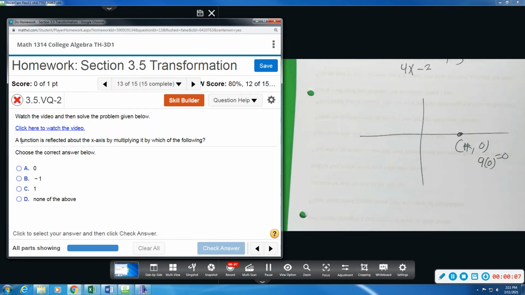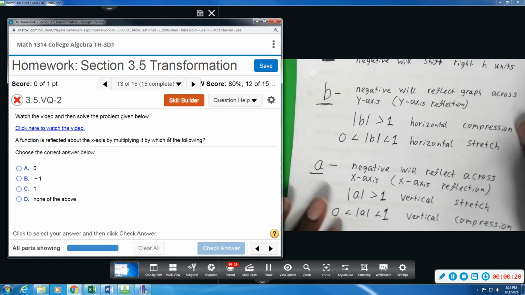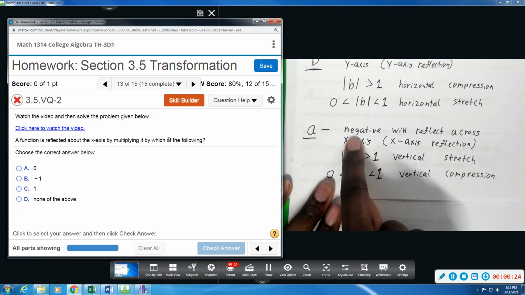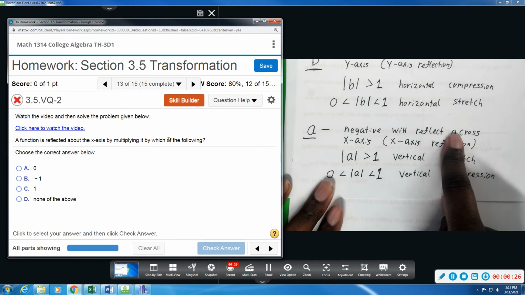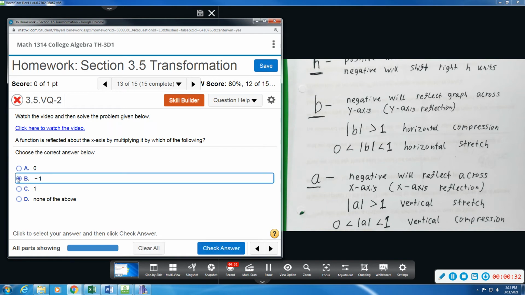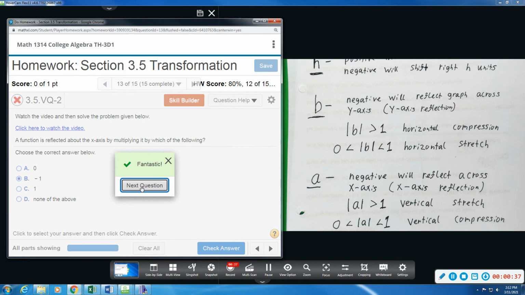The question says a function is reflected about the x-axis by multiplying it by which of the following. So if I want to reflect across the x-axis, we know by rules a negative will. So without watching the video, we know that we have to multiply that constant by a negative 1. That's what we need to reflect across the x-axis.